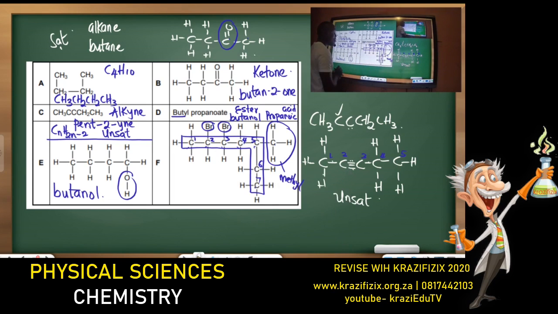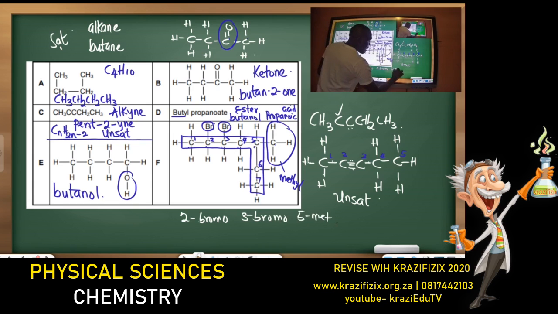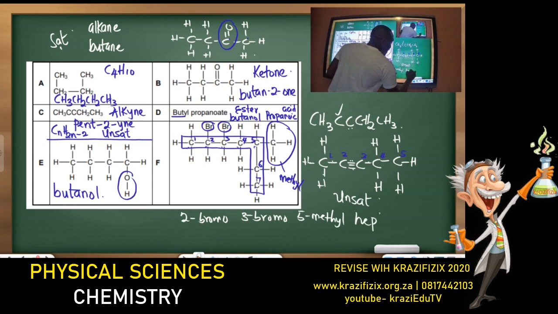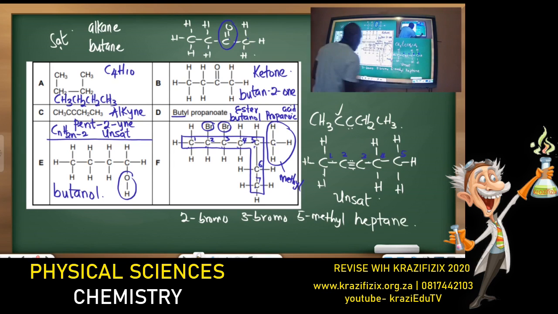So what is the name of this compound? Okay, I'm going to split it first. I have a 2-bromo. I have a 3-bromo. This is not the name. And I have a 5-methyl. And because it is 7, it is hept. So I have heptane. Now let's combine the name.